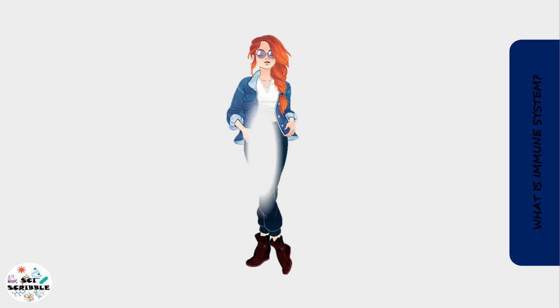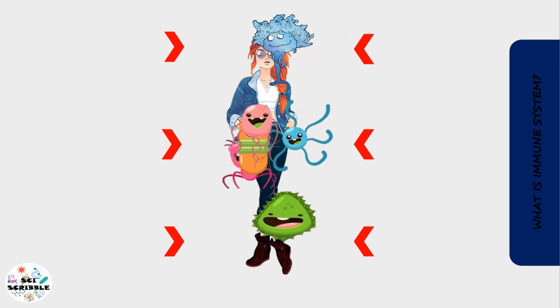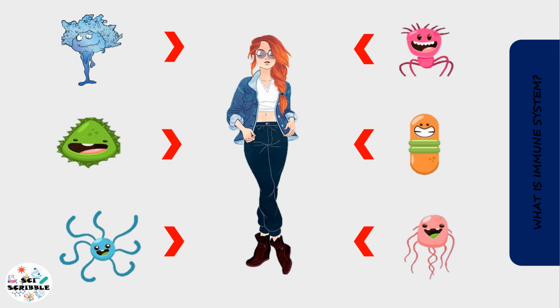What is immune system? Every human being in its lifetime is constantly exposed to different infectious microorganisms. In response to these microorganisms, we have evolved a strategy to tackle these microorganisms and overcome the infection. This strategy is collectively known as immune system.